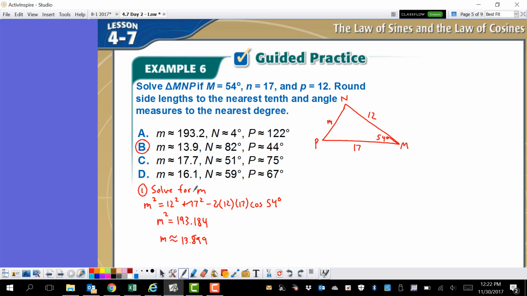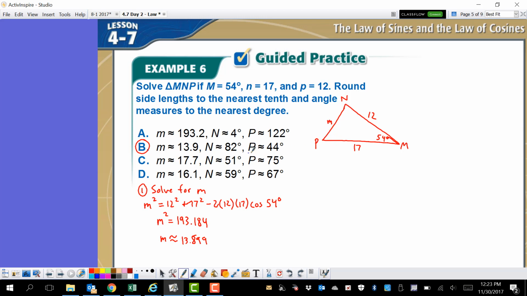And then what I did from there is I solved for m, the opposite side, and I did m squared equals 12 squared plus 17 squared minus 2 times 12 times 17 times cosine 54. And I get my m value, and as I look at my answer choices, there's only one that has the m that I want. So I was able to conclude the answer choice is B. If you want to find N and P, if that makes you feel good about yourself or you want some extra practice, please feel free to do that.